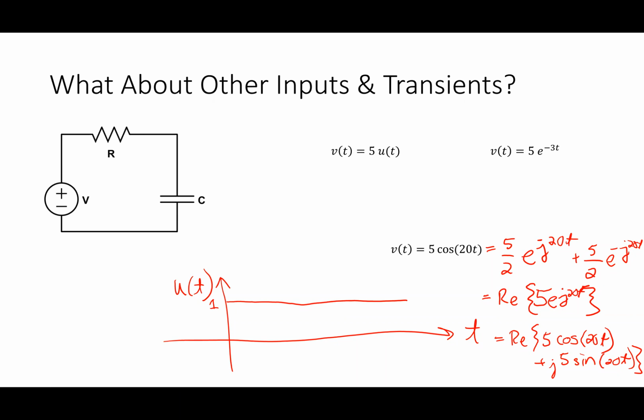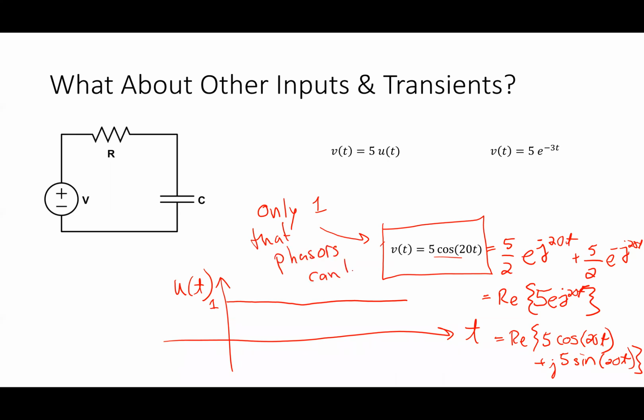The point that I was trying to make here is that, for the inputs we have, when I asked that question we went off on a tangent. But v of t, the only one that we can deal with phasor-wise right here is really this guy. This is the only one that phasors can handle. None of the others can be handled using phasors, okay?